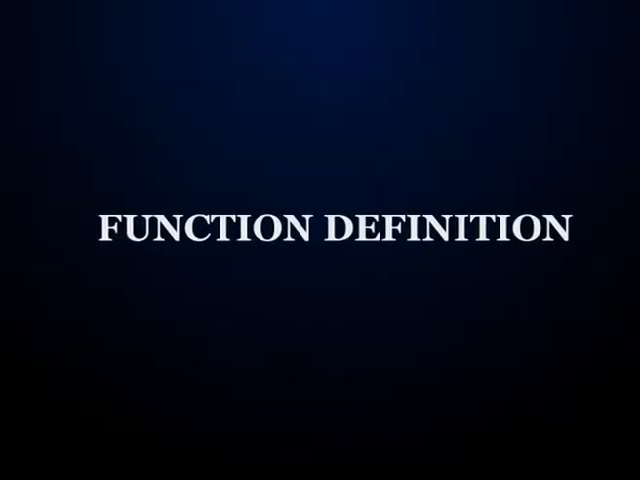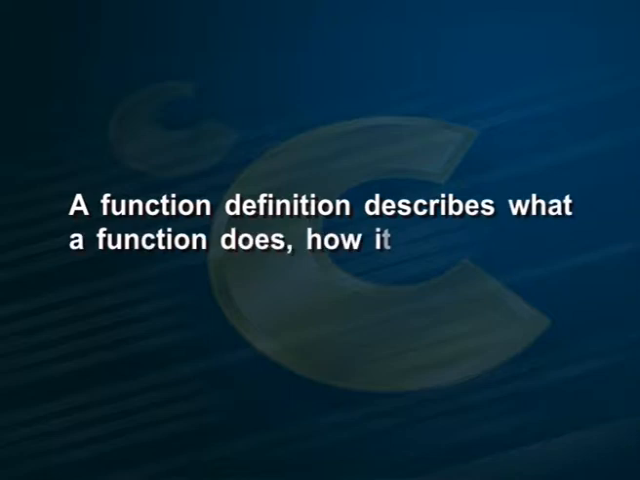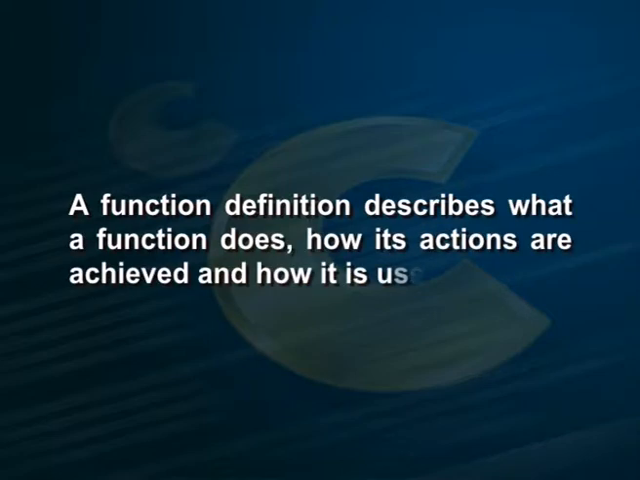Function definition. A function is a self-contained program segment that carries out some specific well-defined task. The definitions of functions may appear in any order in a program file because they are independent of one another. A function can be executed from anywhere within a program. Before using any function, it must be defined in the program. A function definition describes what a function does, how its actions are achieved and how it is used. It consists of a function header and a function body.